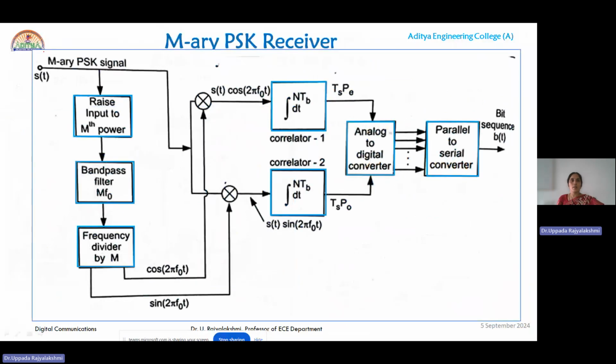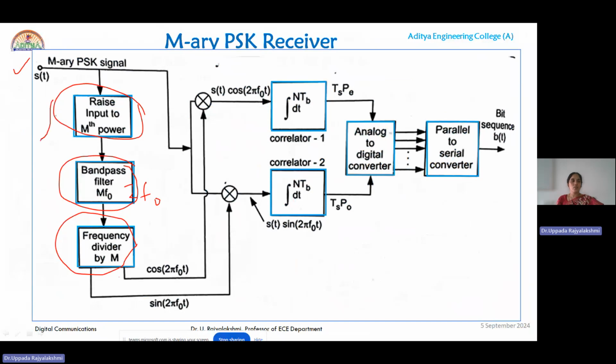Let us go through the M-ary PSK receiver. If you see this block diagram, this is similar to the block diagram of binary PSK, but instead of the square law device, here you have the input raised to the power of M. And similarly, in BPSK, you have a band pass filter of cutoff 2 f_C, but here the band pass filter cutoff is M into f naught, because it is for M number of phase changes, or n number of bits are grouped per symbol. Similarly, here you will use a frequency divider by M.